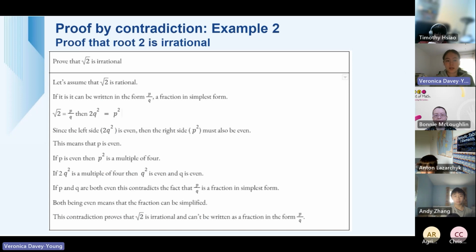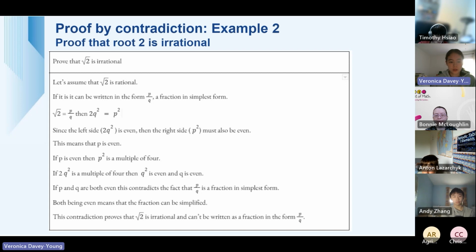Our second example is proof that root 2 is irrational. So let's assume the opposite, which is root 2 is rational. If it is, it can be written in the form P over Q, a fraction in simplest form, because all rational numbers can be written in this form. So if we say root 2 equals P over Q, then we can reorder this and square both sides and say 2 times Q squared equals P squared.